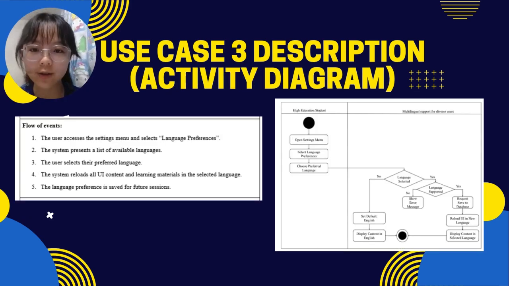For the activity diagram of use case 3, the system starts with the user accessing the settings menu and selecting language preferences. The system then presents a list of available languages. The user then selects their preferred language. The system will reload all UI content and learning materials in the selected language. The language preference is saved for future sessions.